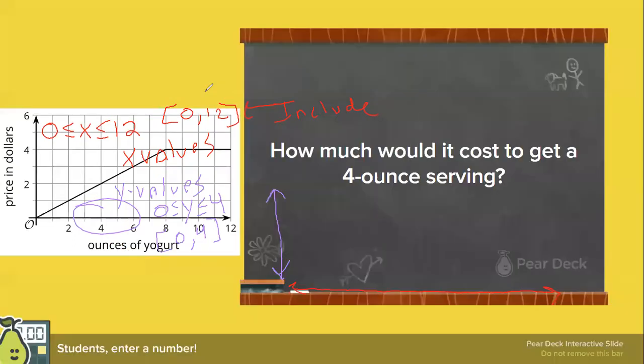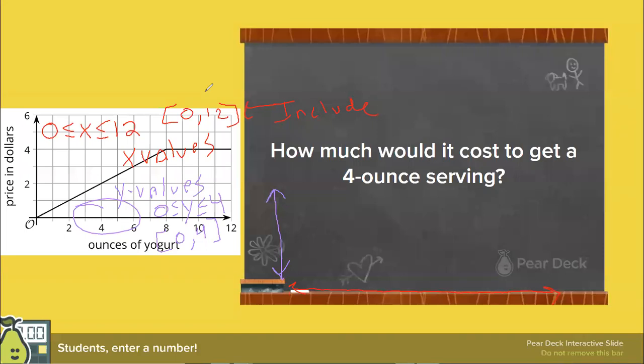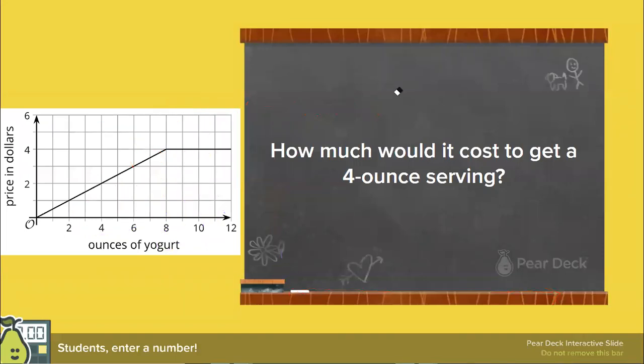Real simple. So if we were to look at this problem, how much would it cost to get a 4-ounce serving? Well, 4-ounce serving is nice. I look and I say, well, 4-ounce serving, that's on the X. So I'm going to go 4, I'm going to say up, and I'm going to say, okay, well, that must be 2. So 4 ounces cost $2. Okay.